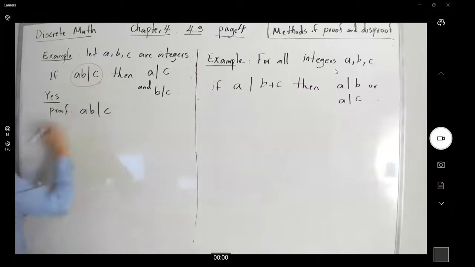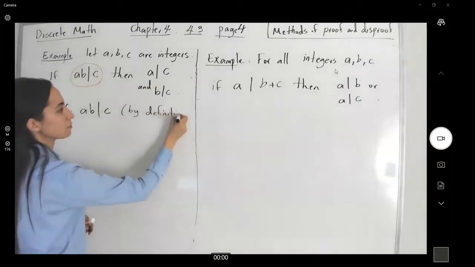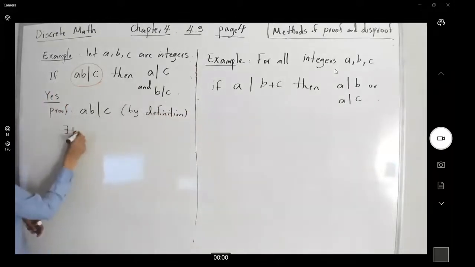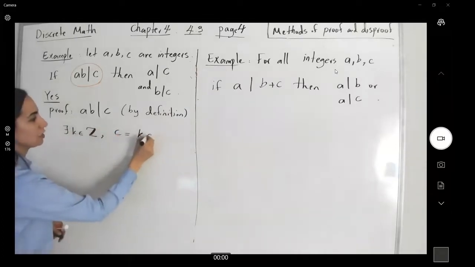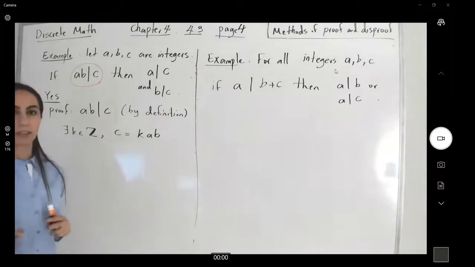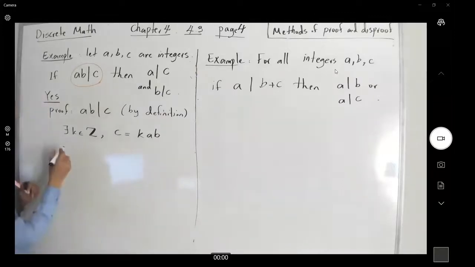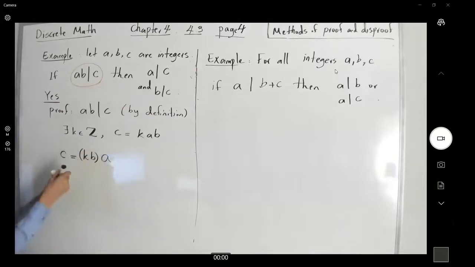AB divides C. By definition of divisibility, there exists an integer K such that C is K times AB. I'm going to rewrite this in two different formats. C can be written as K times B times A. So you have A times an integer, so A divides C.